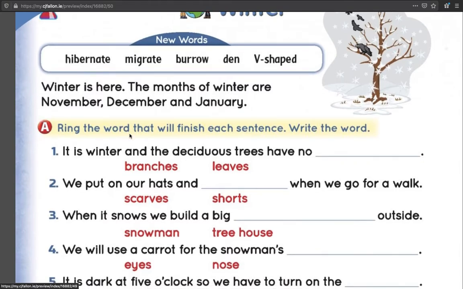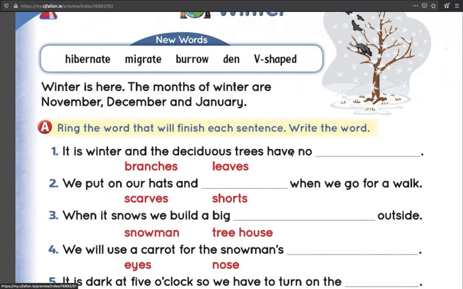Part A here, ring the word that will finish each sentence and then write the word in the space. It is winter and the... here's a tough word now. Here's a word that I think is even tougher than all of the new words here. Deciduous. Deciduous is a type of tree. We'll come back to that in a second. It is winter and the deciduous trees have no... I'll do this one with you, because deciduous and evergreen are the two types of trees.